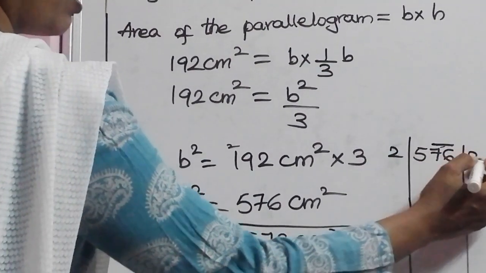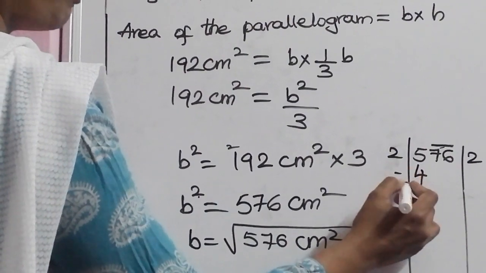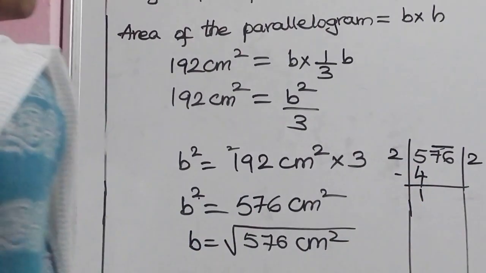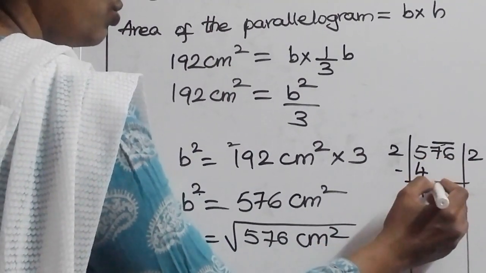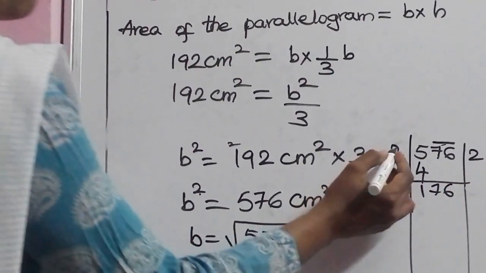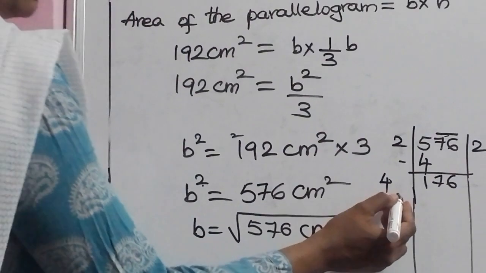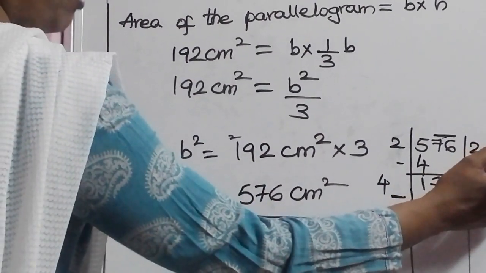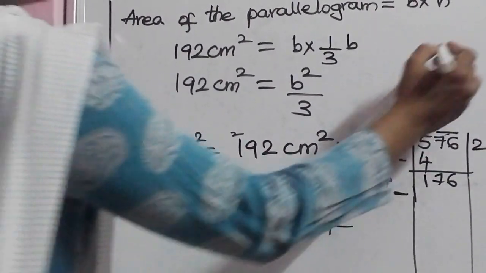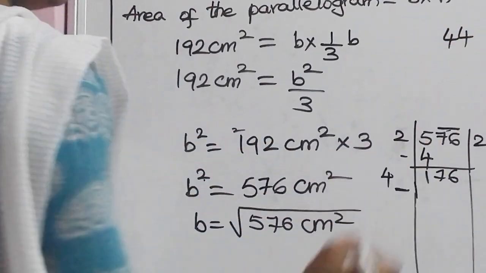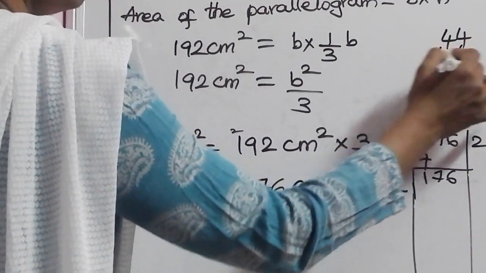2 square, that is 2 2s are 4. Subtraction if we do, we get 1. Now these two will come down. Now 2 plus 2 is 4. Here you should take some number and multiply the same number on this side also. So 44 into 4.